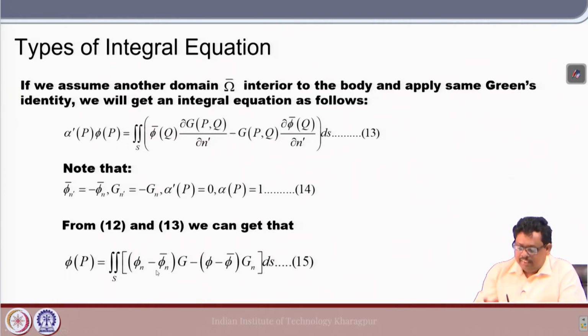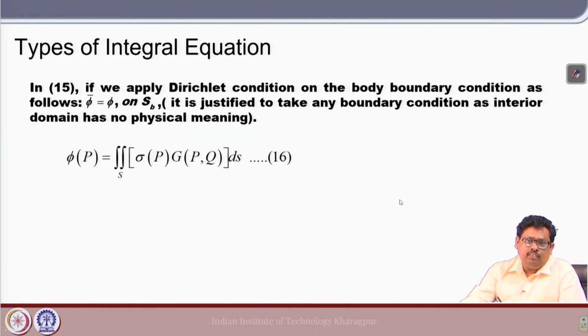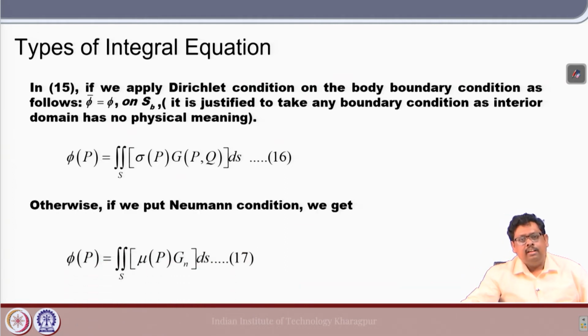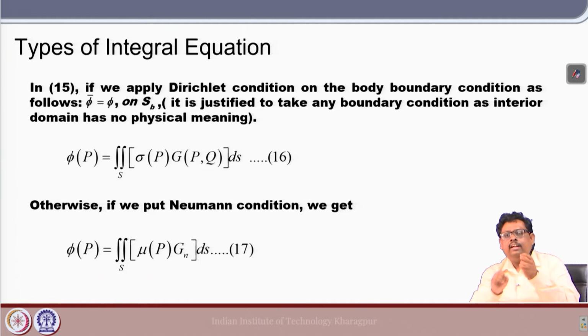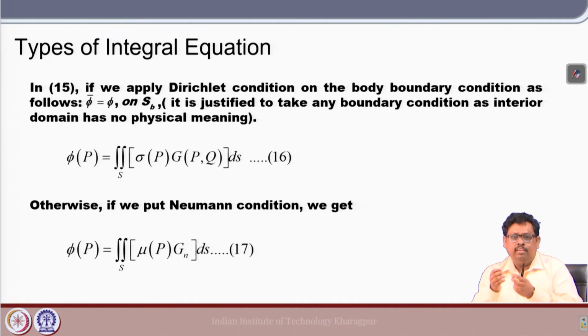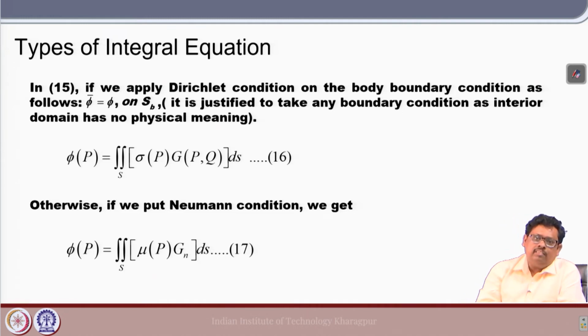Now, here I use the Dirichlet boundary condition. I said that I am taking phi equal to phi bar, so this part goes to 0, right. And I am writing phi n minus phi n bar equal to sigma. If I do that, then I get equation 16. Now, if I do the opposite and use the Neumann boundary condition, and write phi n equal to phi n bar and phi minus phi bar equal to mu, then I can get equation 17.